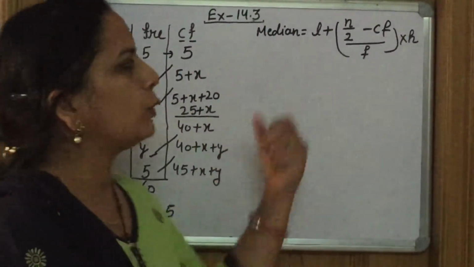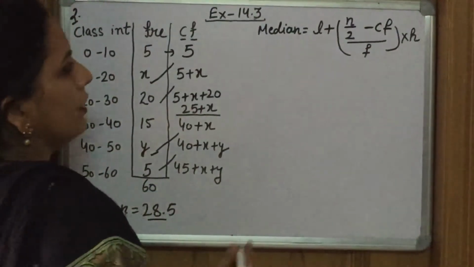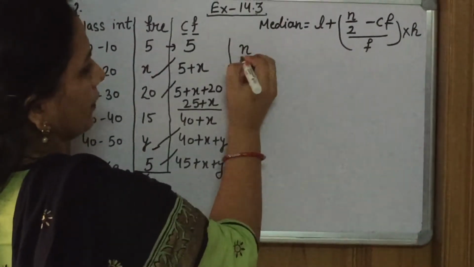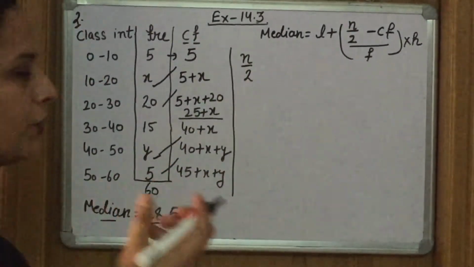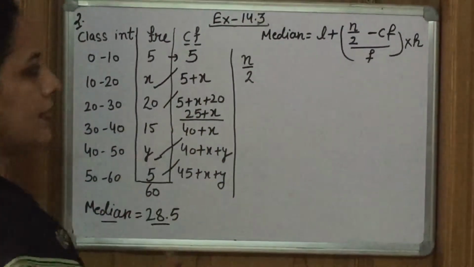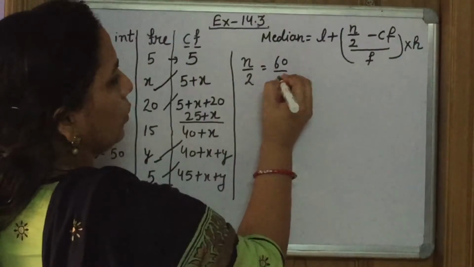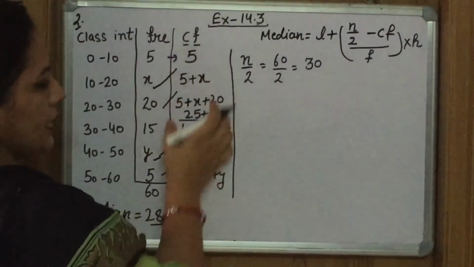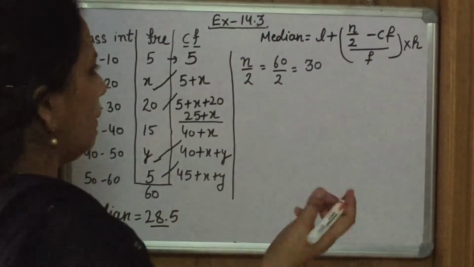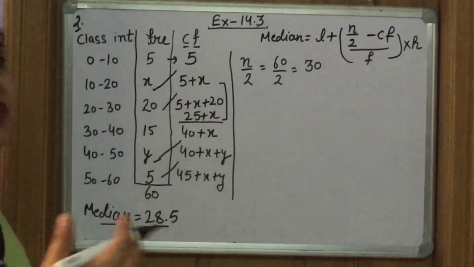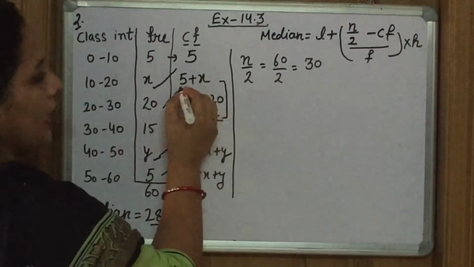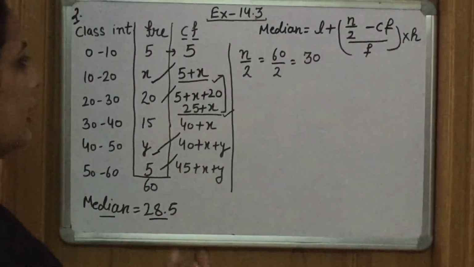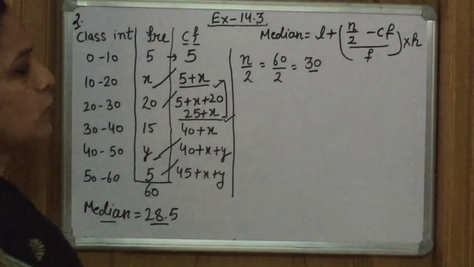So let's start to put the values in the formula of median. First of all, find the value of n by 2. N is the total of frequency, that is 60. So it will be equal to 60 by 2, that is 30. Now check in the CF in which row it will lie, but we can't find in which row it will lie because we have no accurate value. It is 5 plus x, it is 25 plus x. So we can't say in which row it will lie. So just drop this method.